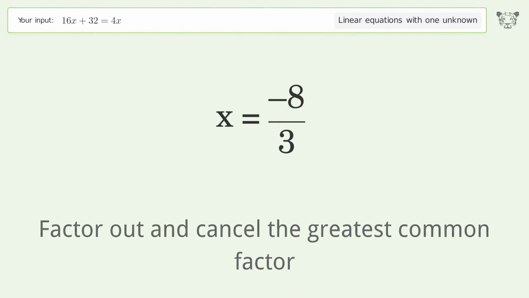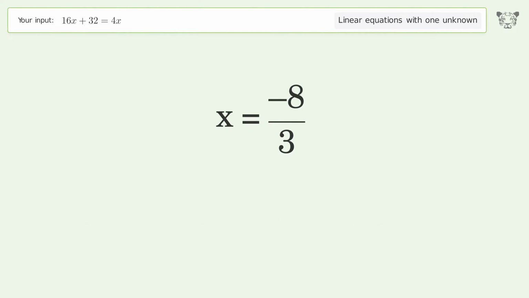And so the final result is x equals -8/3.